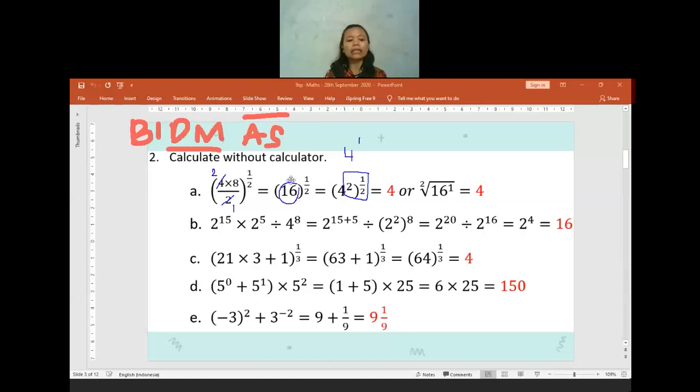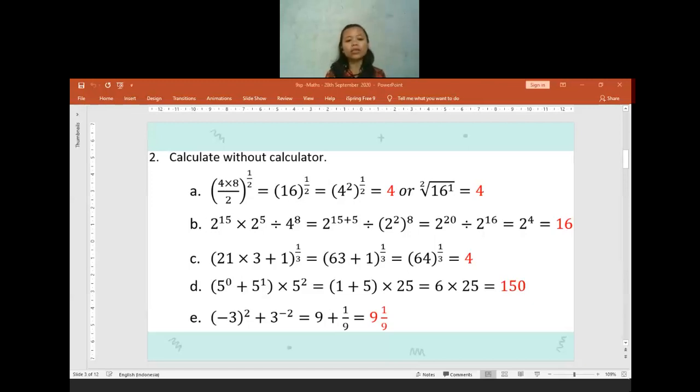Or you can change the 16 to the power of a half into root form. The numerator here will be the power for the number. And then the denominator will be the power for the root. So I will have the square root of 16 to the power of 1. 16 to the power of 1 is 16. The square root of 16 will be equal to 4. So there are 2 ways. You can pick whichever one you feel more comfortable with. That's why please kindly try to memorize and use all of the index laws that you have learned, so it will be easier for you to solve all the questions.